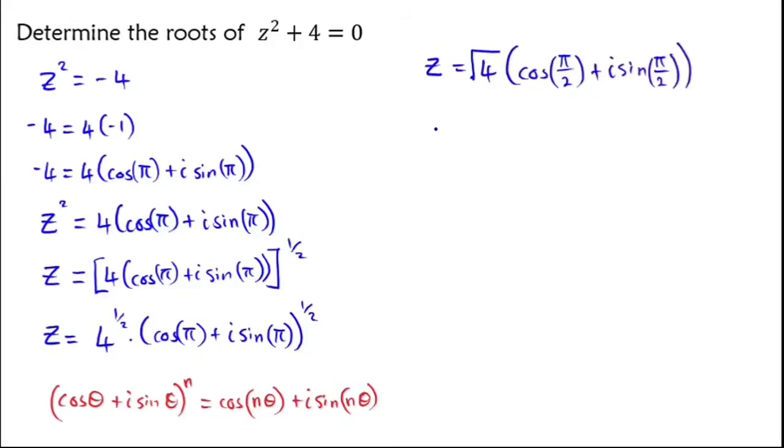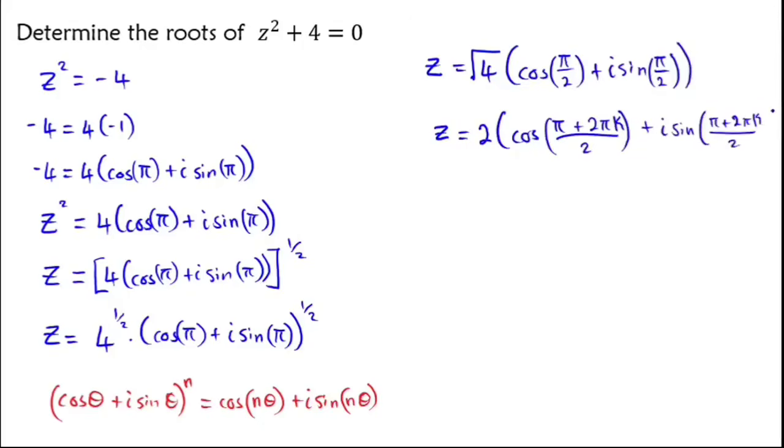So the generalized version will be z is equal to, now the square root of 4 is 2, open bracket, so this will become cos, now pi over 2 will be pi plus 2 pi k divided by 2, like this, plus I sine pi plus 2 pi k divided by 2.